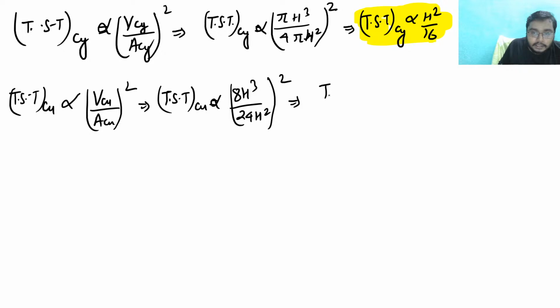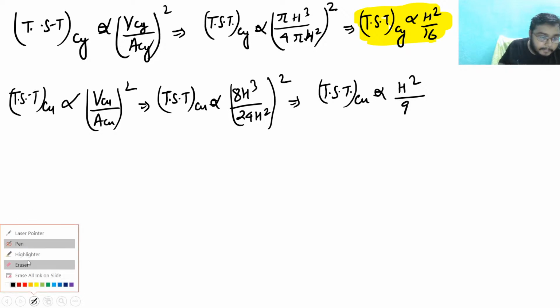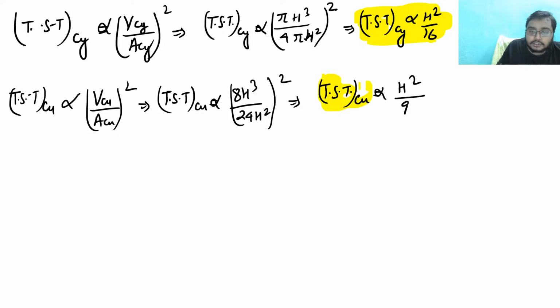So you can say here the total solidification time for the cube is proportional to h square. H gets cancelled here from your term. H square by 9. Clear? So you are getting h square by 9.